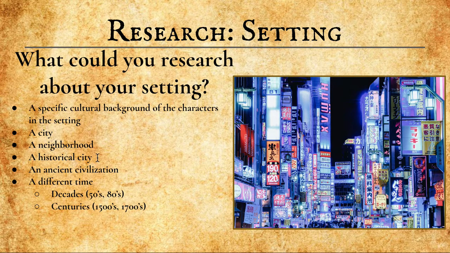There could be a historical city, an ancient civilization, or perhaps even just a different time, and you could research decades like the 50s or the 80s if you want to have a Stranger Things-esque story. Or you could even go all the way back to other centuries like the 1500s or the 1700s. What we're looking for here is not to constrain your options, but you want to pick a setting that you can do research into the background of, and we need to be able to see that research reflected in your story.